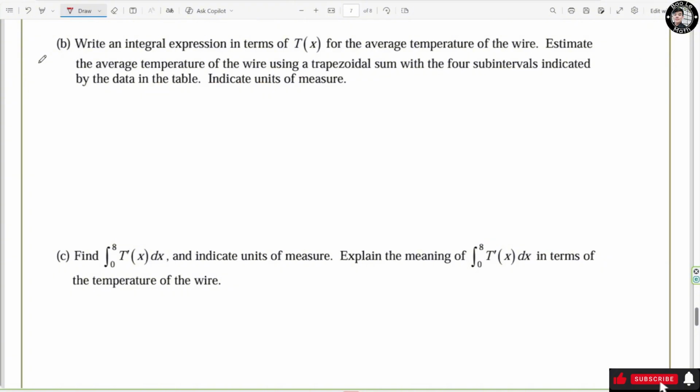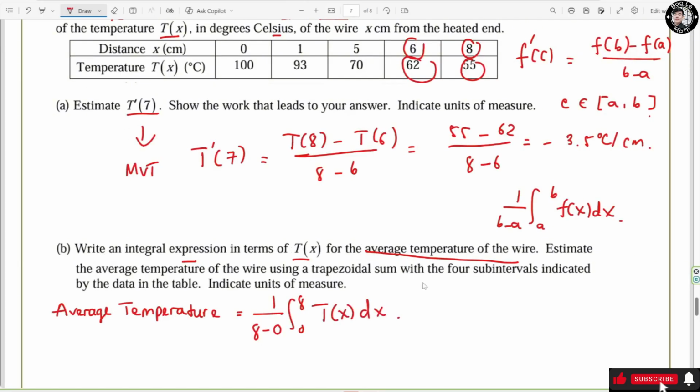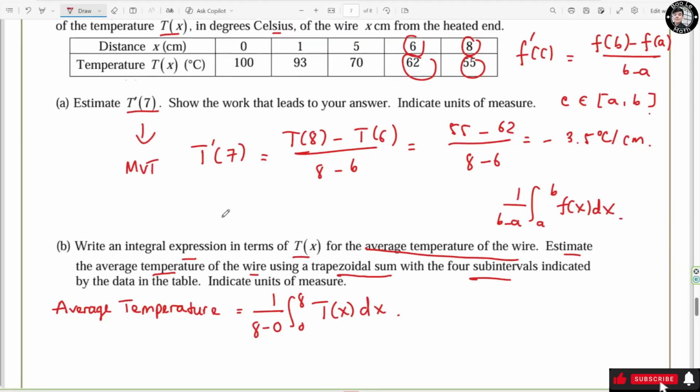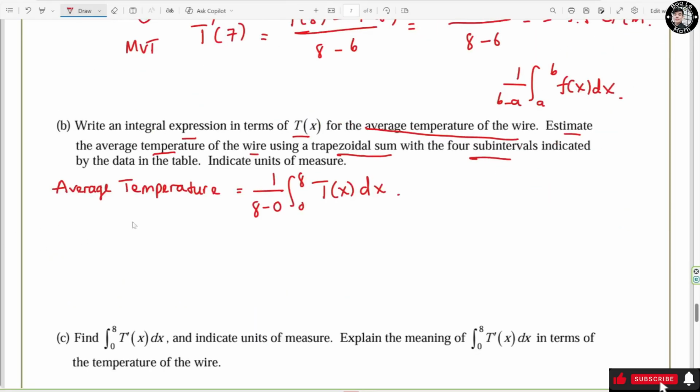Question B. Write an integral expression in terms of T of s for the average temperature of the wire. Alright, so the formula is going to be, now estimate the average temperature of the wire using the trapezoidal sum with 4 subintervals. Alright, so basically we have 1 over 8 times, now the trapezoidal sum with 4 subintervals, right?